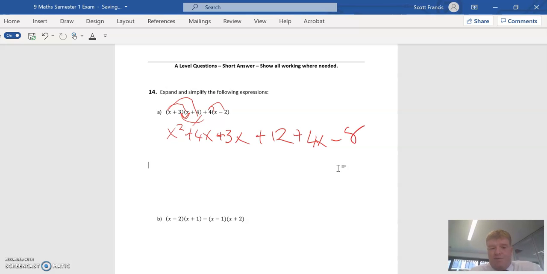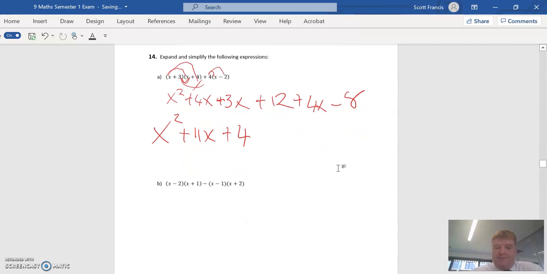Now we've got to simplify. That means putting like terms together. There's only one x squared term, so that's still going to be x squared. And we've got plus 4x plus 3x plus 4x, so that's going to be plus 11x when we add them all together. Plus 12 minus 8 is plus 4. And that's that expression expanded and simplified.